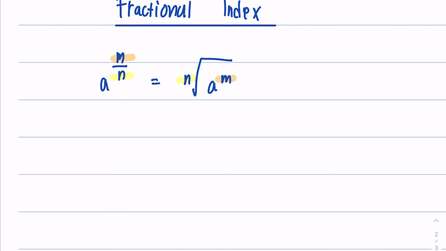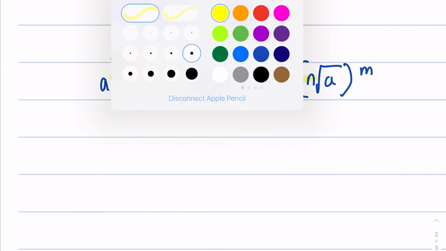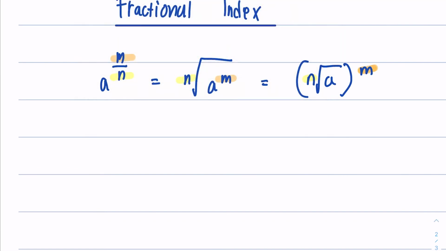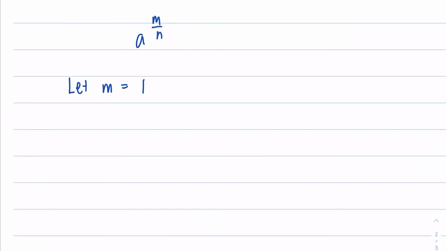So this is the nth root of a to the power of m, which is also equivalent to the nth root of a, close bracket, to the power of m. And these three are the same thing. And then you can see how the numerator moves, the denominator moves. Now, besides that, when m equals to 1, we will see the different notations. When m equals to 1, you can rewrite it as a to the power of 1 over n equals to the nth root of a.